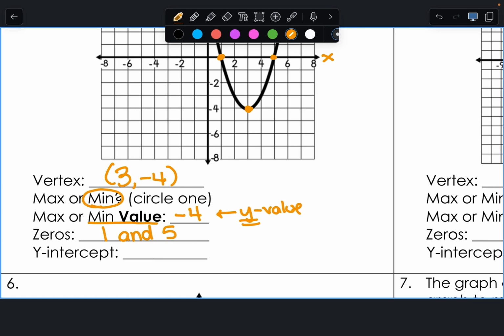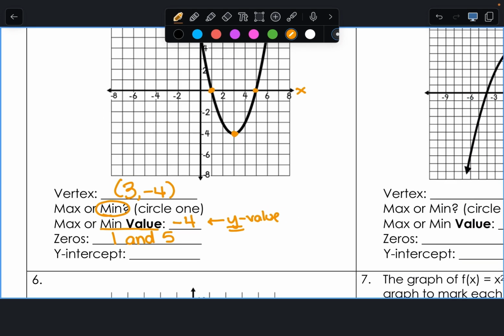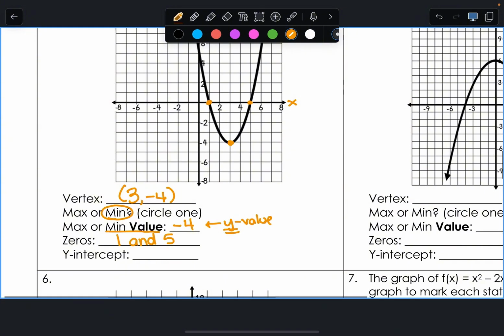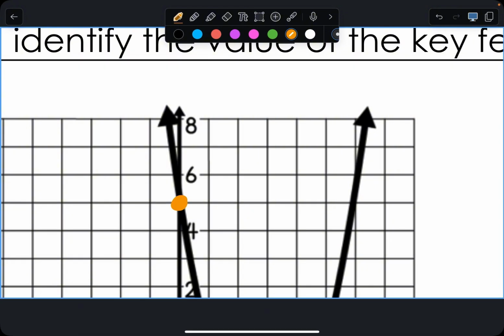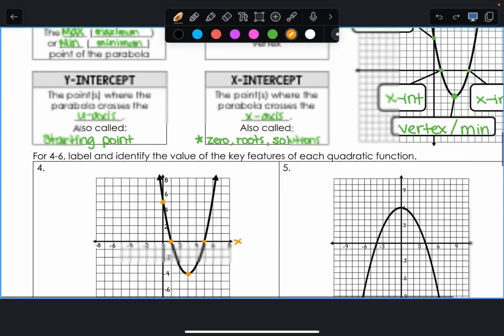What is the y-intercept? Give me the y-intercept as an ordered pair. 0, 5. 4 is close, but it's actually crossing at 5. If I zoom in on the 4, notice you still have this little gap right there.